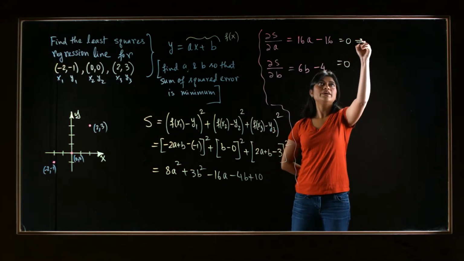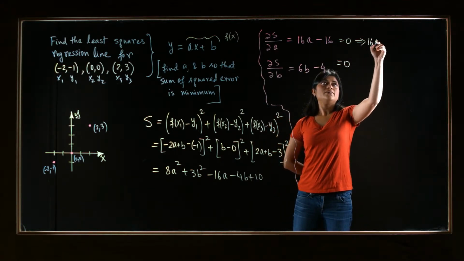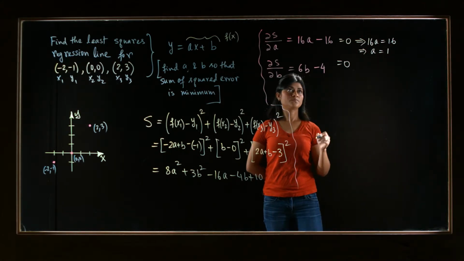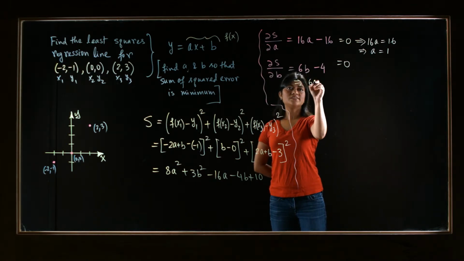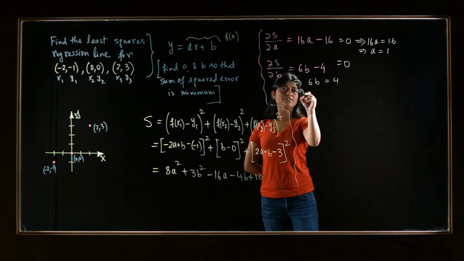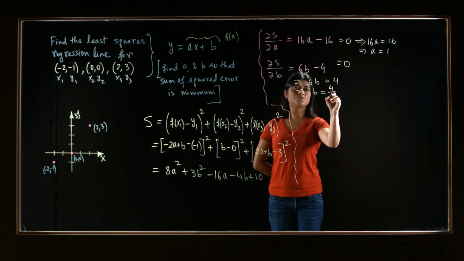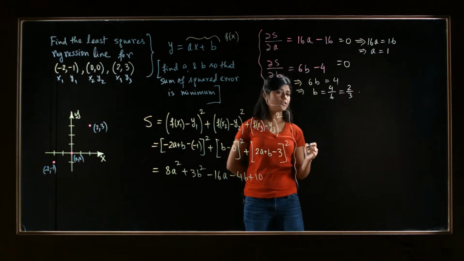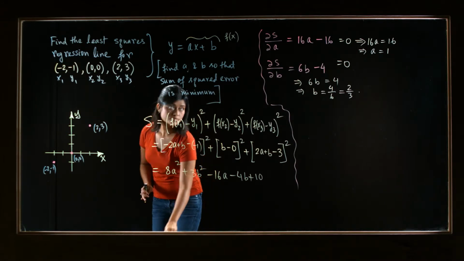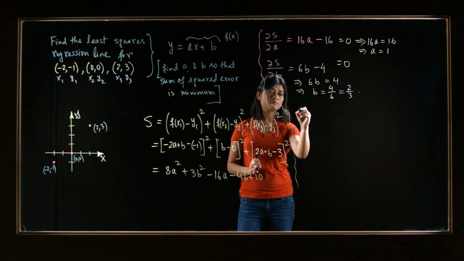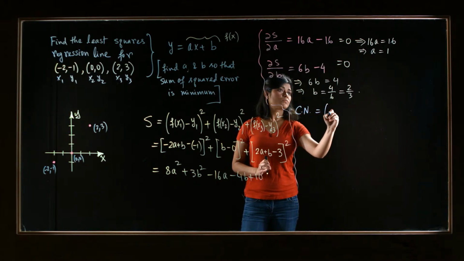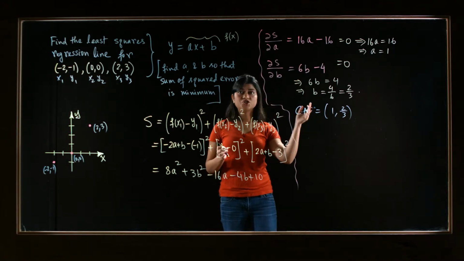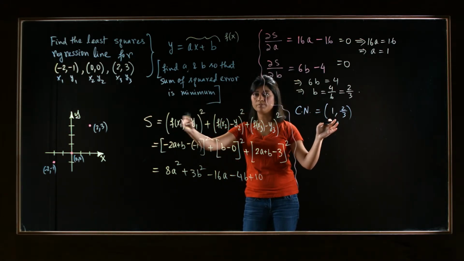Okay, so from the first one, we get 16a is equal to 16, which means a is equal to 1. From this one, we get 6b is equal to 4. That means b is equal to 4 over 6, but that's same as 2/3. So our critical number is 1 and 2/3.